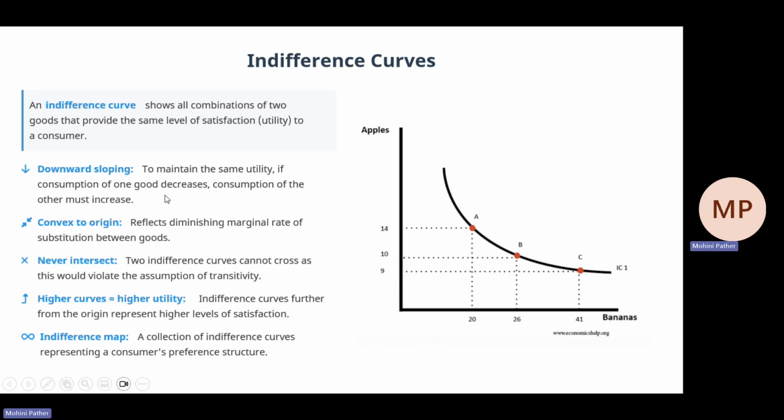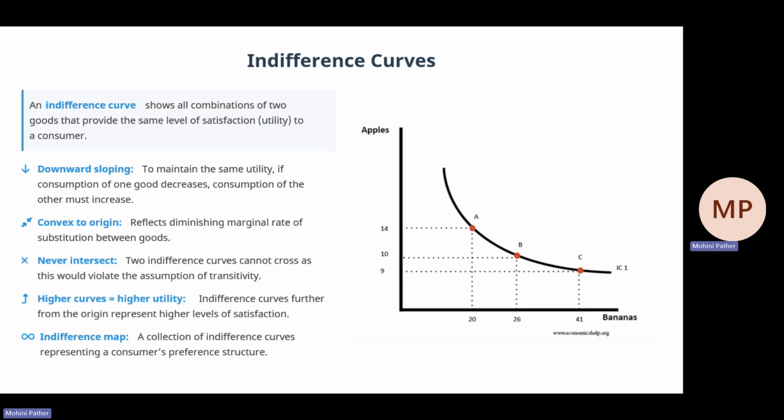They're downward sloping because to maintain the same utility, if the consumption of one good decreases, the consumption of another must increase. In this case, if we reduce our consumption of apples from 14 to 10, then we expect to receive more bananas to compensate for what we've lost. In which case, point A, point B, and point C all give you the same level of satisfaction to the consumer. That's why we call them an indifference curve, because you are indifferent to which product you consume. You simply want to consume them.